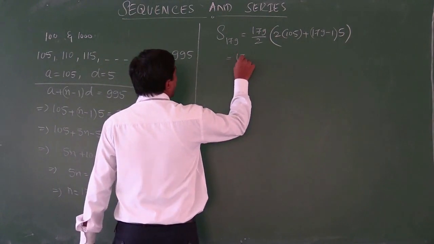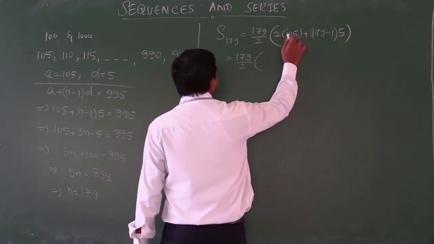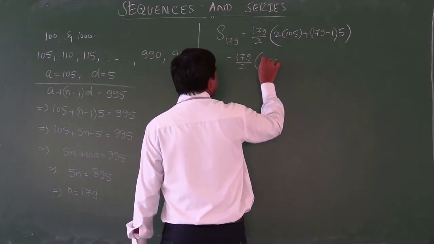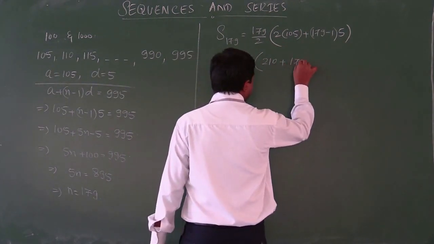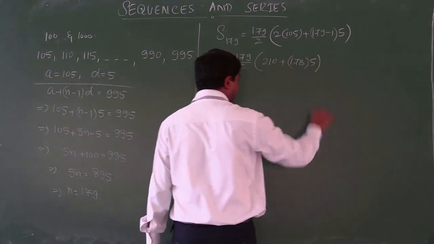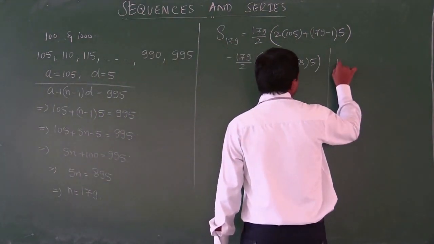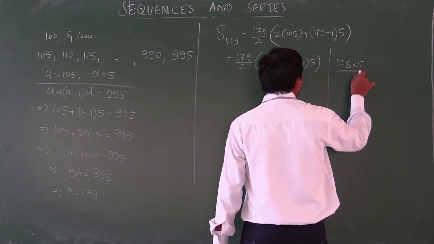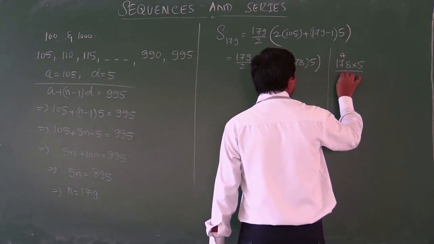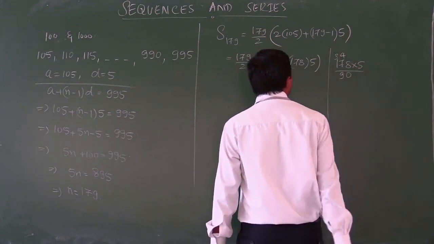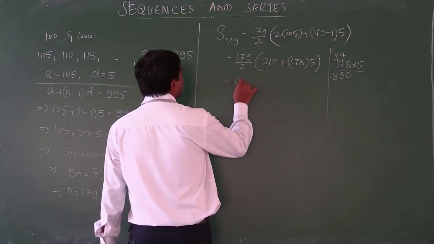So what do we get? 179 by 2 into 105 into 2. 2 5s are 10, 2 1s are 2, 210, plus 179 minus 1 is 178, into 5. We'll find out 178 into 5. 178 into 5 gives us 8 5s are 40, 7 5s are 35, 39, 5 1s are 5 plus 3, 8. So this is 890.